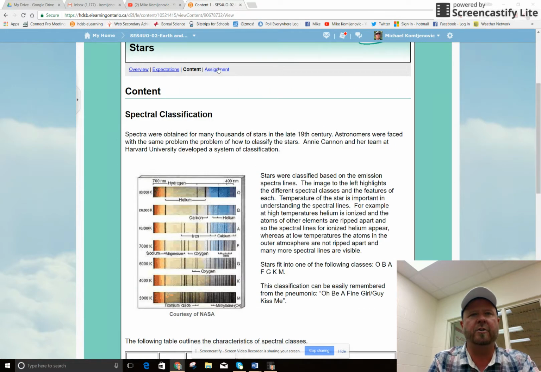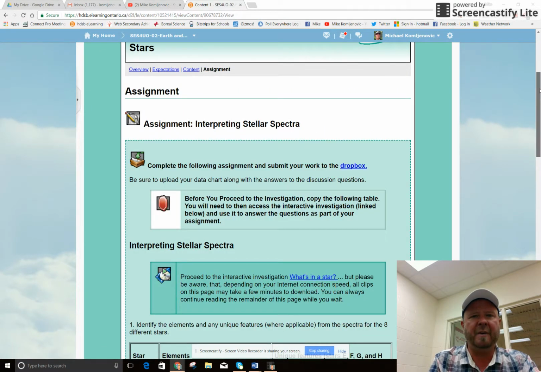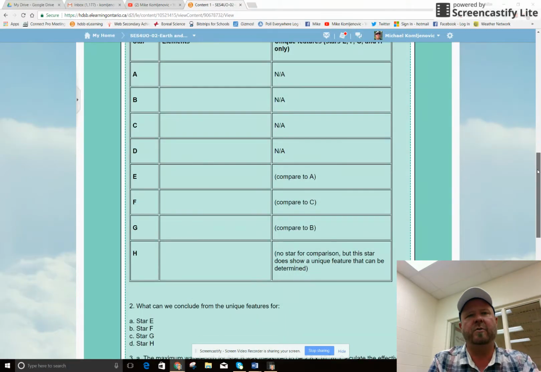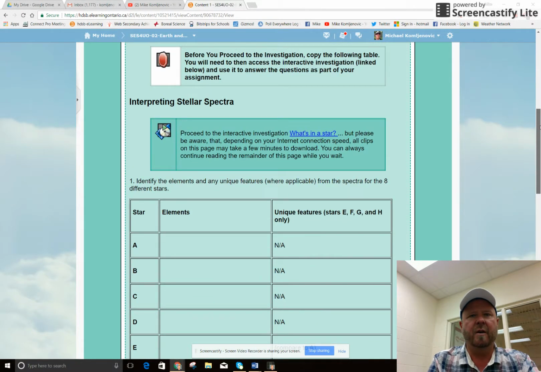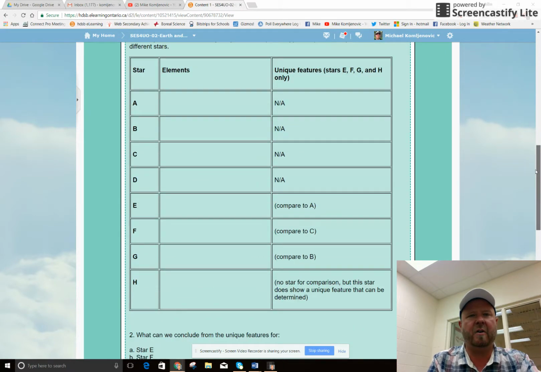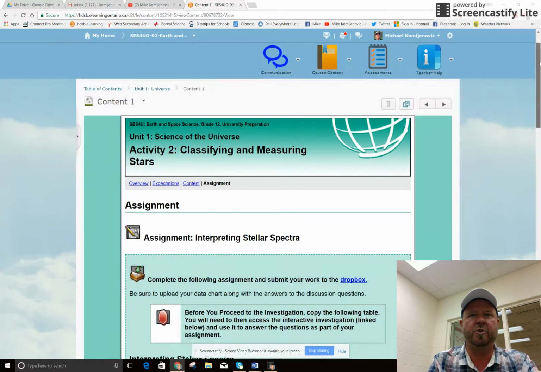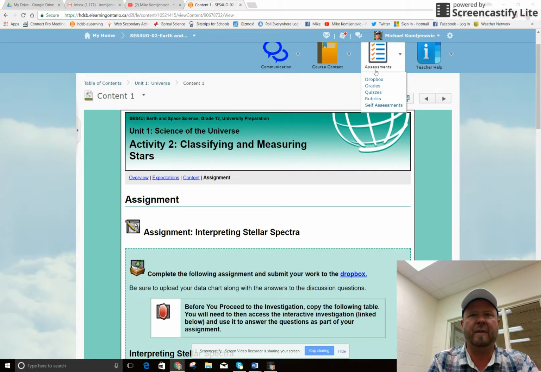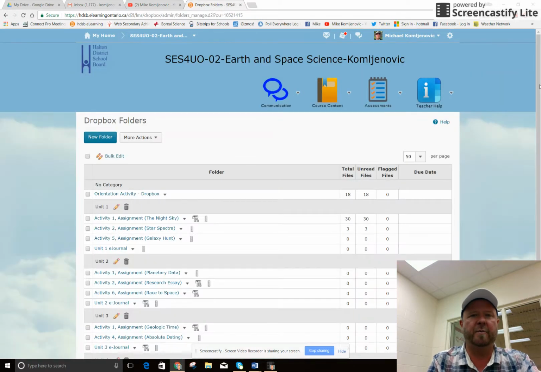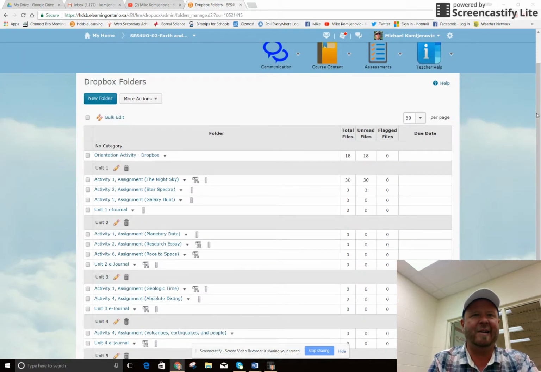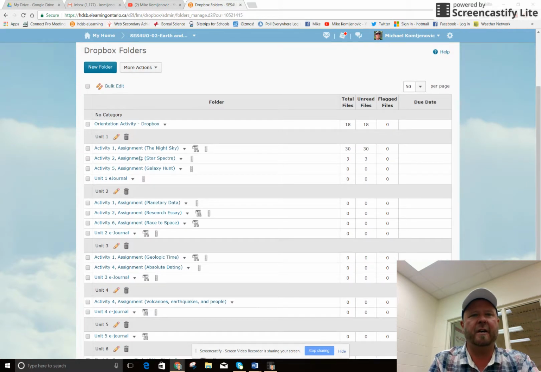And then what you're going to do is go to the assignment and copy and paste the table, and you're going to answer the questions based on the simulation where you are doing this interactive investigation, what's in a star, comparing different stars to the elements. And then once you're done and you have all that created and the answers to the questions, you're going to drop it into our Dropbox. So if you go to assessments and you go to Dropbox, that should be where you're putting that in. So taking into account this week in review, here it is, assignment 2, star spectra, and you're going to drop the assignment in that Dropbox.